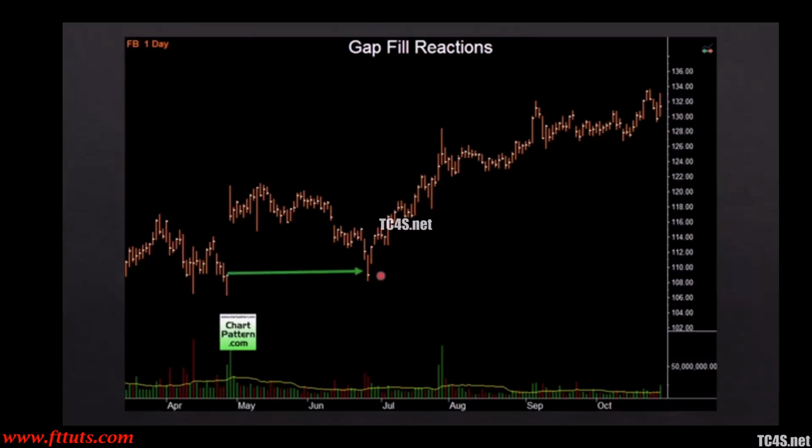that it's not even trying to lift back up. In the case of Facebook, it filled the gap, closed on almost the lows of the day, and the next following day took out the high of the bar of the day of the move down. So from that point on, it just flew. And that's not uncommon for gap filling. When you fill the gap, you often get a reaction like that.